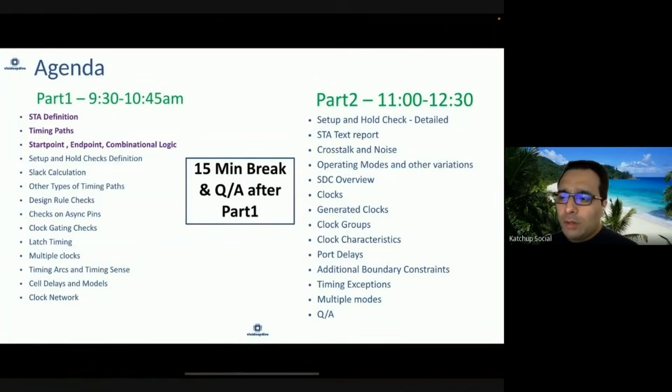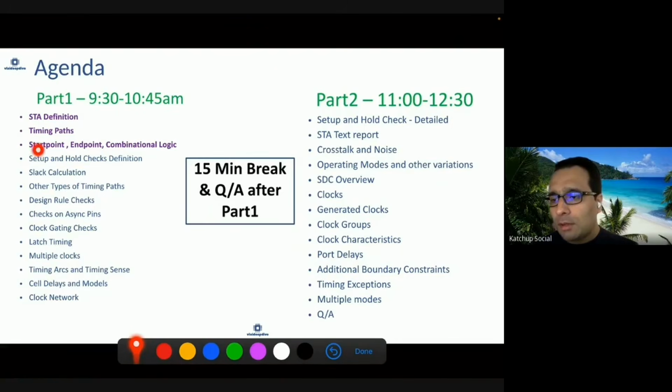Now let's move to our next topic. We have understood what are timing paths. Let's understand what are the various components of a timing path. The multiple components are start point, end point, and combinational logic. Let's understand these components in more detail.